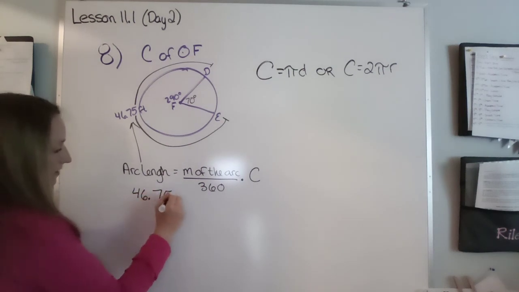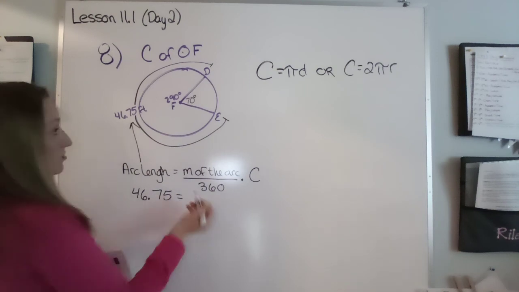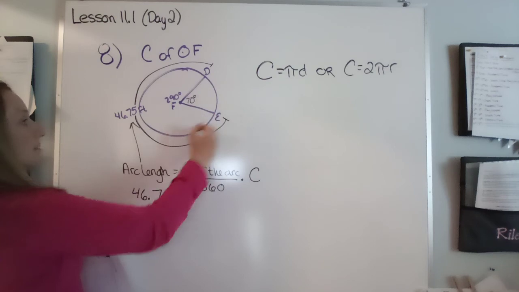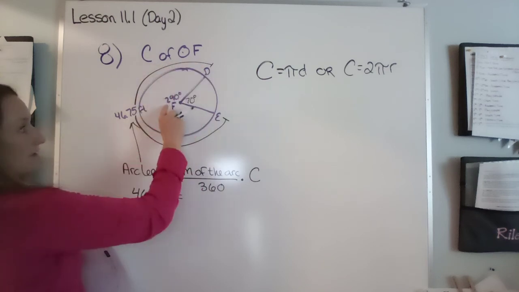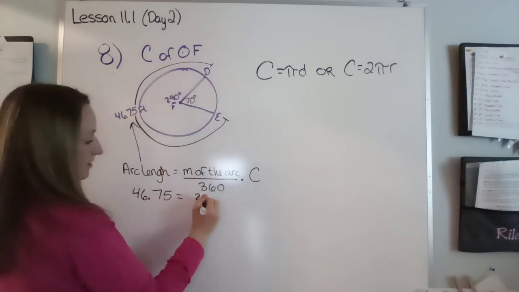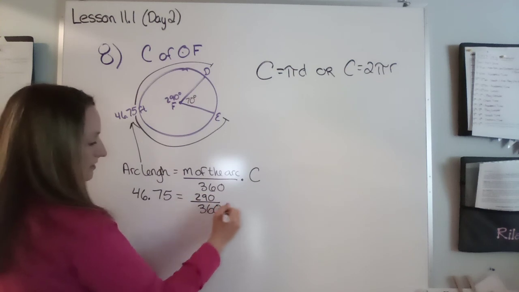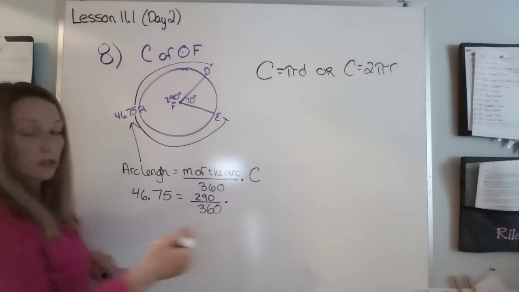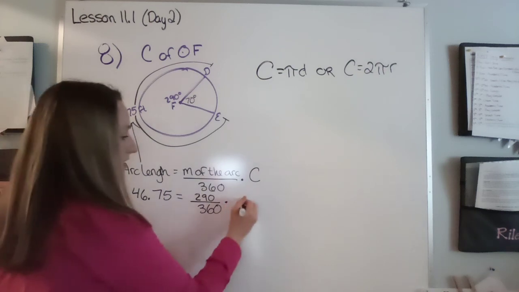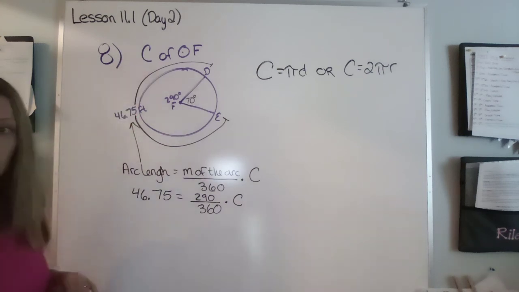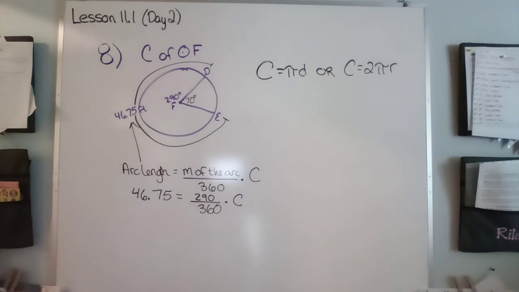46.75 equals the measure of the arc. So the arc length is 46.75. What is the measure of this arc? It was given as 290 over 360 times, we normally write 2 pi r, but that is circumference. So I'm going to leave it as C. And the reason I'm leaving it as C instead of 2 pi r is because the goal is to find C. So just make your life easier and leave it as C instead of 2 pi r.